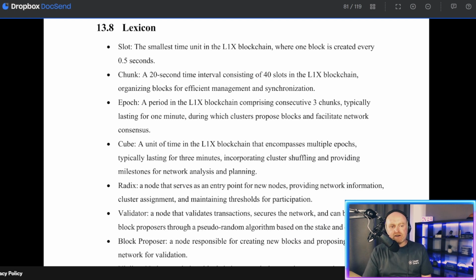13.8 Lexicon. Slot, the smallest unit in the L1X blockchain, where one block is created every 0.5 seconds. Chunk, a 20-second time interval consisting of 40 slots in the L1X blockchain, organizing blocks for efficient management and synchronization. Epoch, a period in the L1X blockchain comprising 3 consecutive chunks, typically lasting for 1 minute, during which clusters propose blocks and facilitate network consensus. Cube, a unit of time in the L1X blockchain that encompasses multiple epochs, typically lasting for 3 minutes, incorporating cluster shuffling and providing milestones for network analysis and planning.